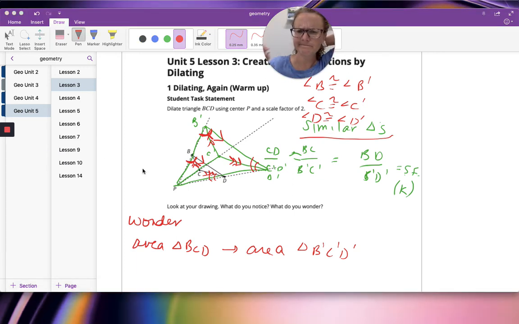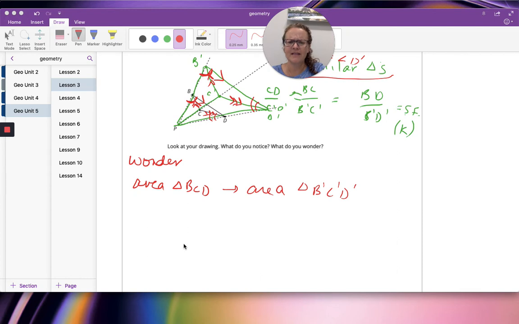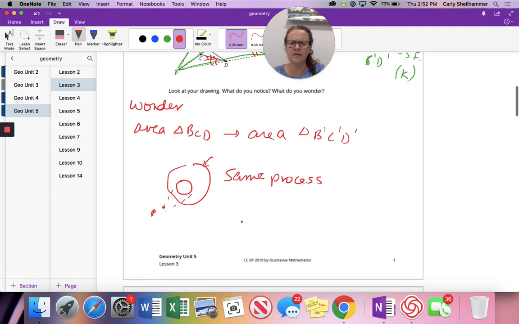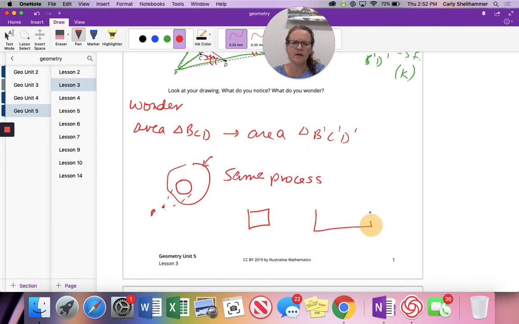Okay. Another thing, if I did the same thing with a circle and I dilated it, that shouldn't be solid. If that was point P, the same thing, same process. Okay, that's a terrible circle. Even if I did a square or a rectangle, it's all the same process. And I can dilate it bigger or smaller, it doesn't matter. The same thing works where we have similar figures, the scale factor, proportional sides, etc.